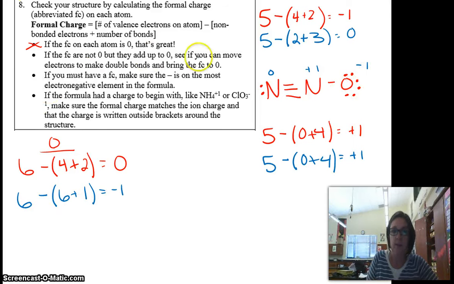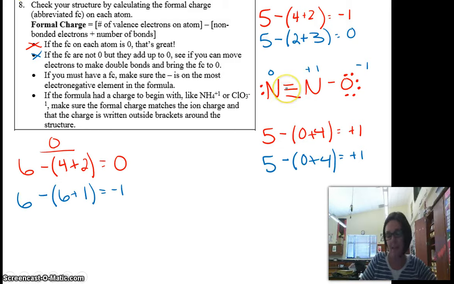So they aren't 0, but they add up to 0. If I must have a formal charge, I make sure that the negative is on the most electronegative element in the formula. It is, right? Oxygen is more electronegative than nitrogen, which is why we couldn't put it in the middle. So it looks like this is going to be our correct Lewis structure for this compound.